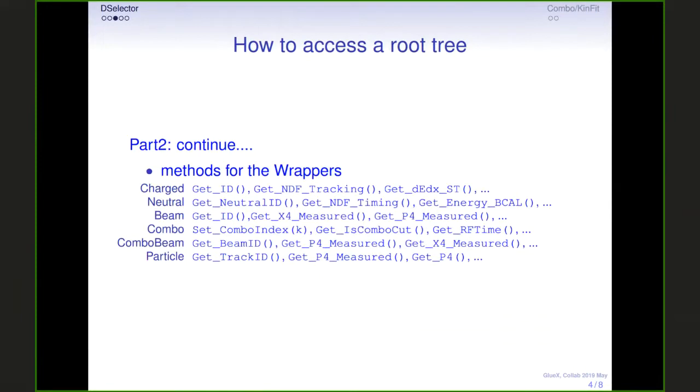So you will most likely have an X4_measure for the beam, but also for the neutral and charged particle, because that refers to the 4-vector position of the measured quantities. Or P4 relates to the momentum of the measured quantities. These give you back actually a TLorentzVector in the root script.